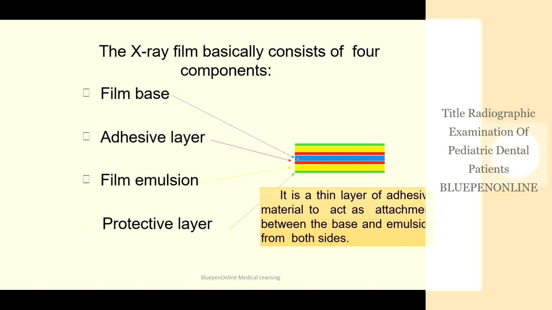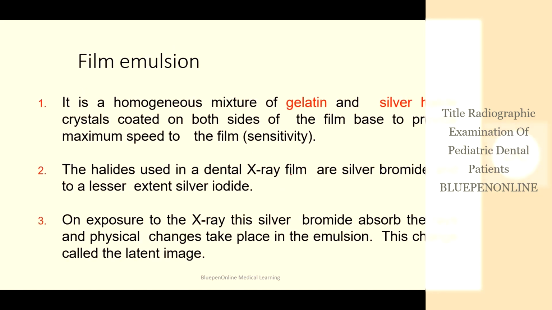And there is the adhesive layer, which is a thin layer of adhesive material to act as attachment between the base and emulsion from both sides. Then there is the film emulsion. It is a homogeneous mixture of gelatin and silver halide crystals coated on both sides of the film base to provide maximum speed to the film.